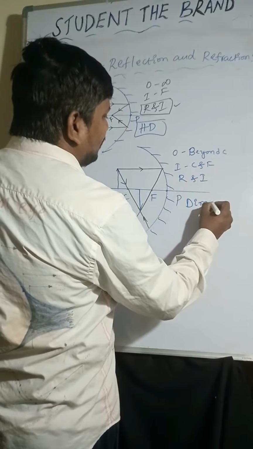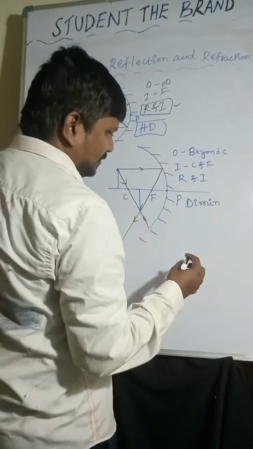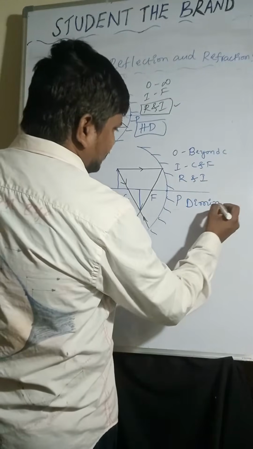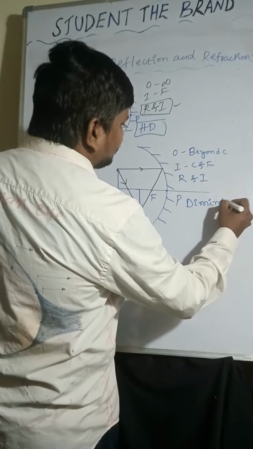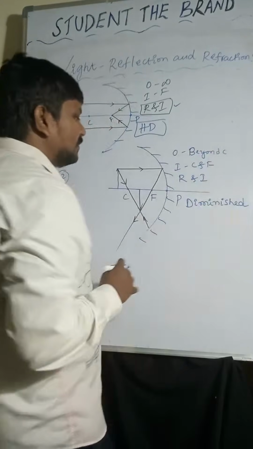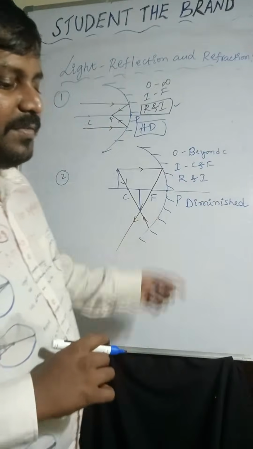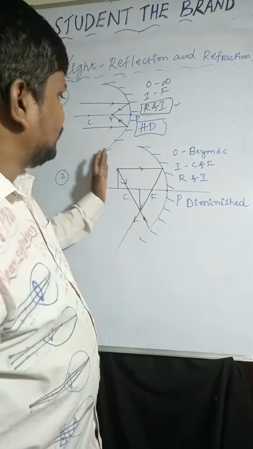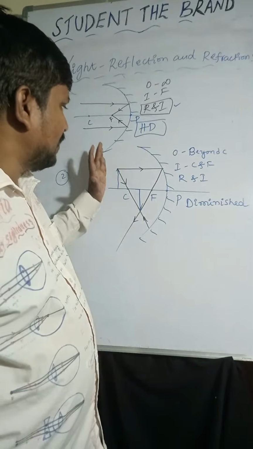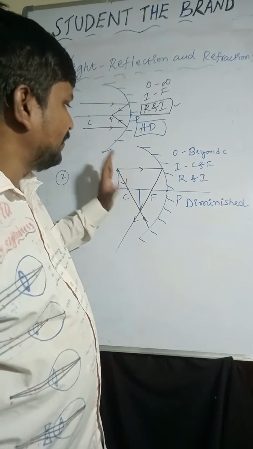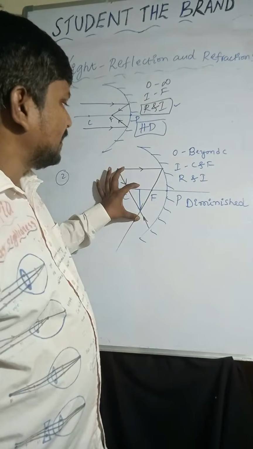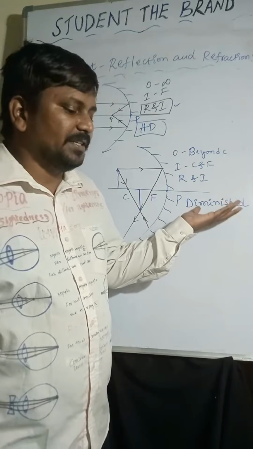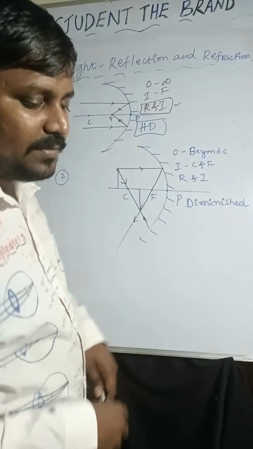Sir, what is the meaning of diminished? Diminished is nothing but, compared to the object, image size is reduced. So that is known as diminished. Okay. So next one.